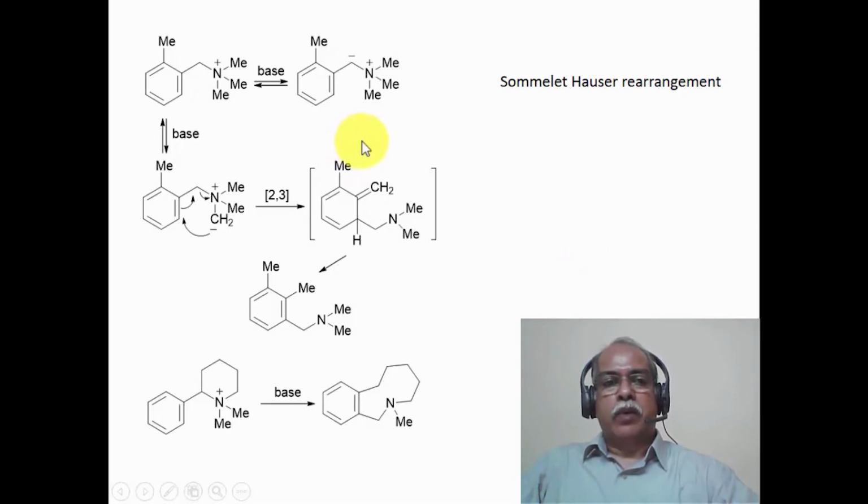Now benzyl ammonium salts undergo 2,3 sigmatropic rearrangement, which is known as the Sommelet-Hauser rearrangement. If you take a benzyl ammonium salt of this type, which is shown here, this is a trimethyl benzyl ammonium salt, or an ortho-methyl substituted trimethyl benzyl ammonium salt, that is treated with the base. When you treat it with the base, it produces the corresponding nitrogen ylide. The nitrogen ylide undergoes the 2,3 sigmatropic rearrangement with the breaking of the carbon-nitrogen bond and forming of the carbon-carbon bond, which produces this intermediate here.